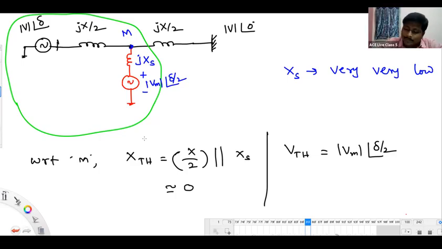What do you mean by steady state stability of a system? Maintaining stability for small disturbances.